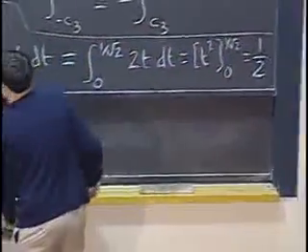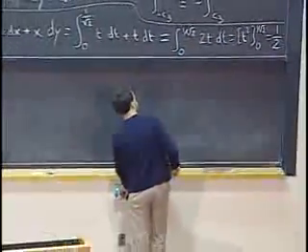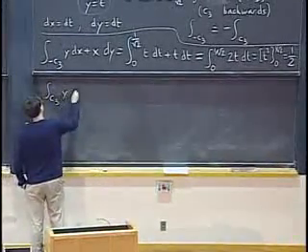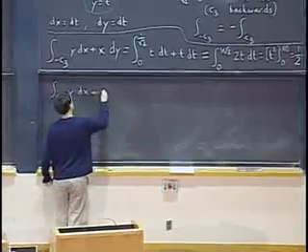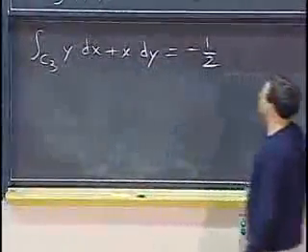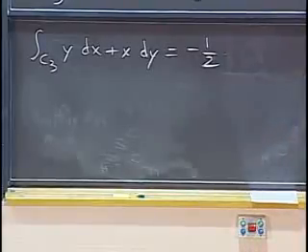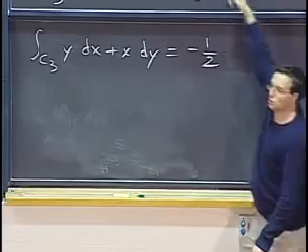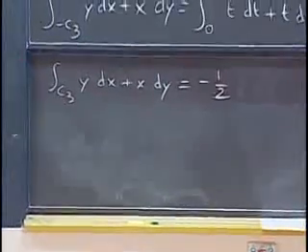And if I want to do it along C3 instead, then I just take the negative. Okay? Or if you prefer, you could have done it directly with the integral from 1 over root 2 to 0, which gives you immediately the negative 1/2.